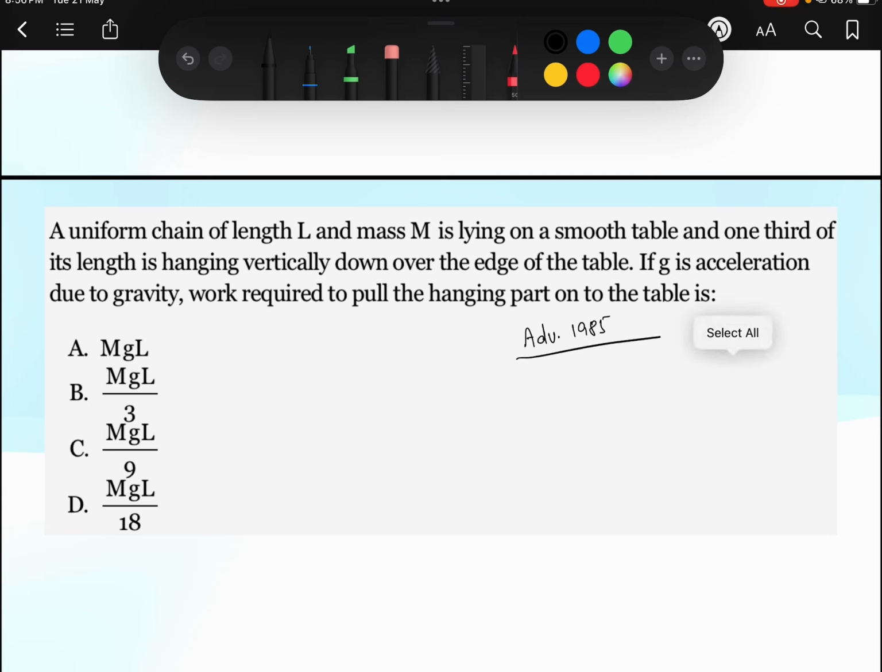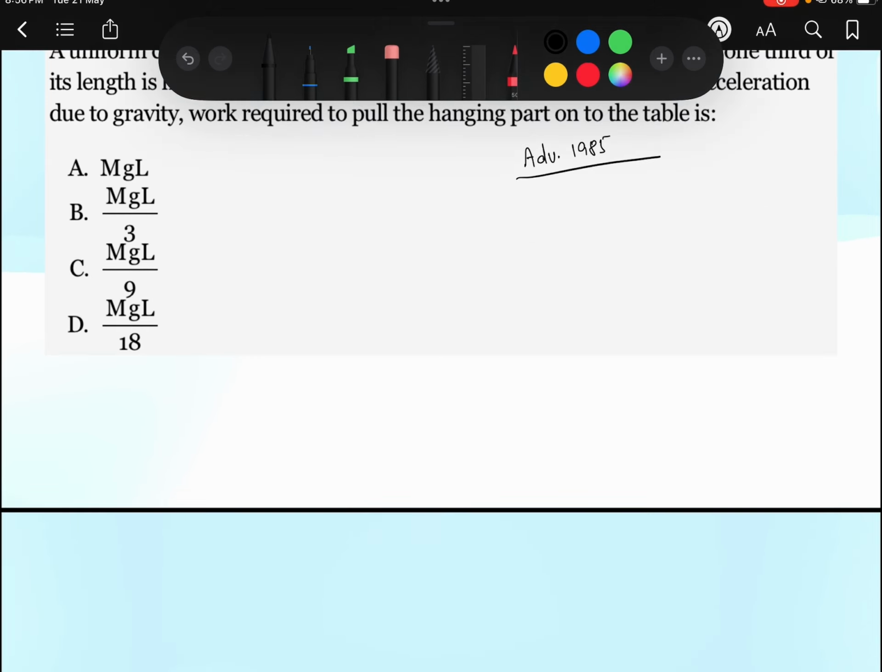What is the question? A uniform chain of length L and mass m is lying on a smooth table and one third of its part is hanging vertically down over the edge of the table. And g is the acceleration due to gravity. We have to tell the work required to pull the hanging part on the table. Okay, so what is the scene here?